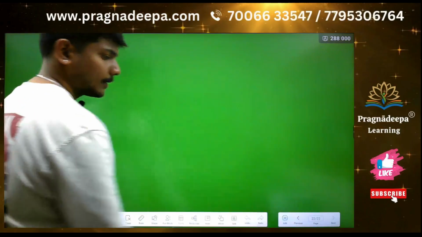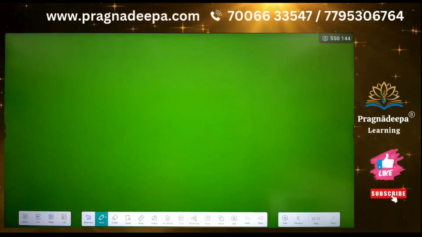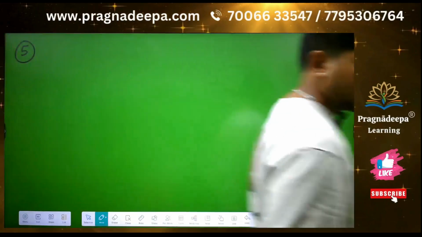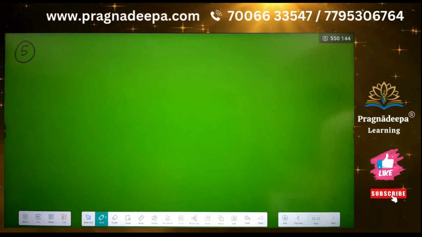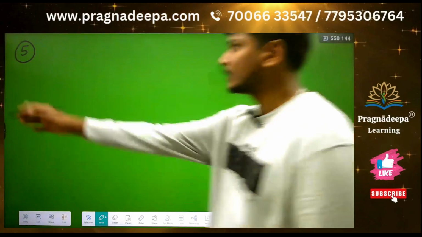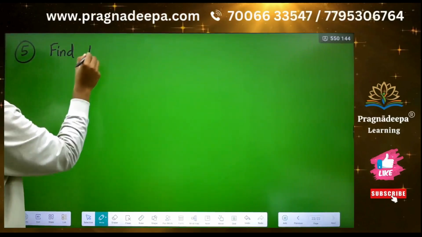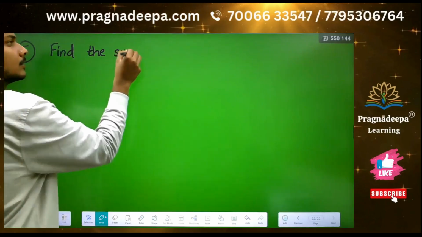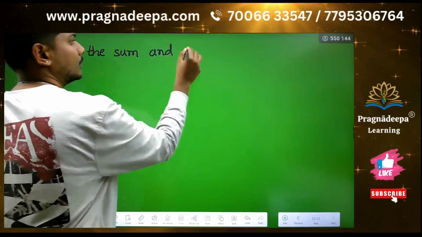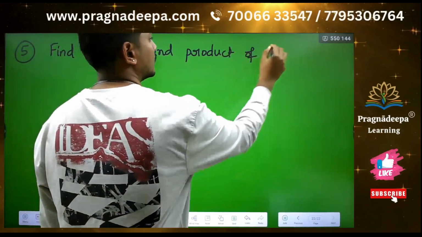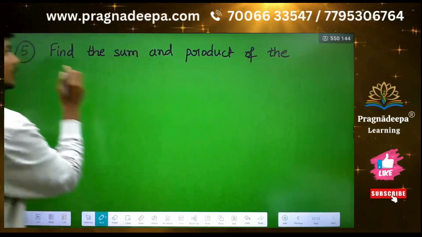Okay, next question. So next is fifth question, right? Fifth question. Yes, Bhuvan, can you read the fifth question? Find the sum and product of the roots of quadratic equation 2x square minus 9x plus 4 equals 0. Okay, good. Find the sum and product of the roots.